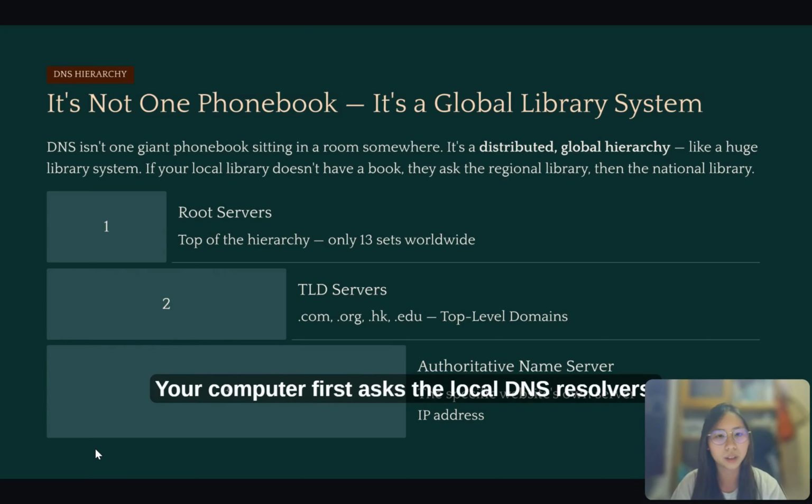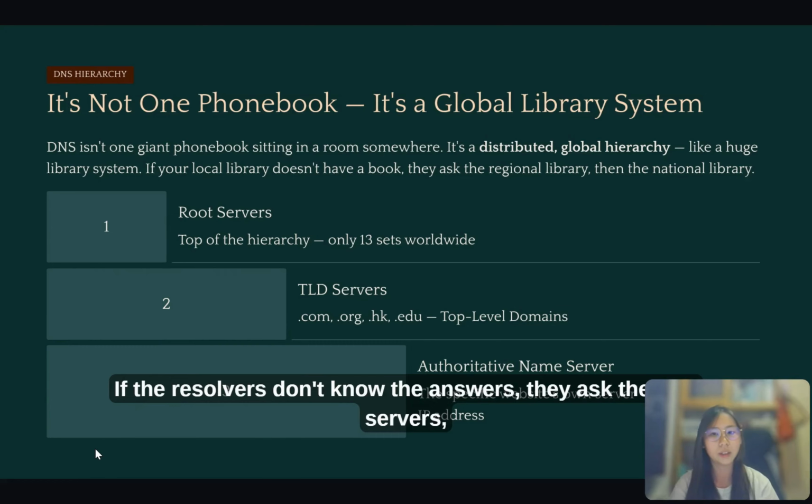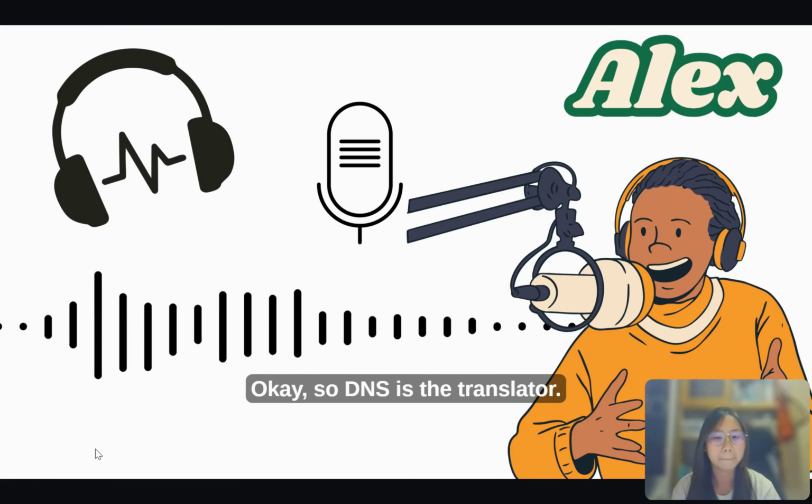Your computer first asks the local DNS resolver, which is usually provided by your internet service provider. If the resolver does not know the answer, it asks the root servers, which are the very top of the library, and then the top-level domain servers, which manage extensions like .com and .hk. Finally, it reaches the servers for that specific website, which give the final IP address, and this whole process happens in just milliseconds.